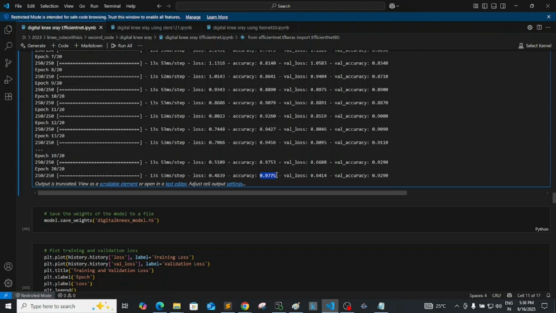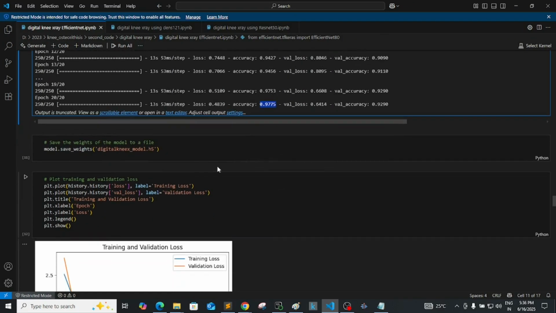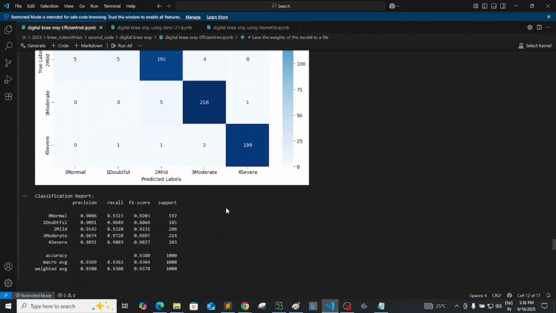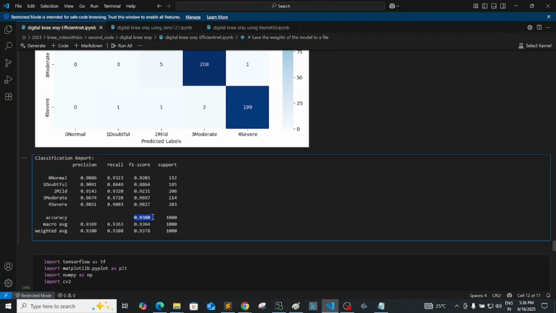Only the first paper used multi-class, but they were getting less than 67% accuracy, so then they worked on only binary classes in that paper. In our case, validation is 92.90 and training is 97.75, which is the best accuracy. Then we save the model here. You can see the graphs, and this is the complete classification report of our model, where we get 93.80, nearly 94%, for F1 score, precision, and recall. We are getting the best results for all the classes.